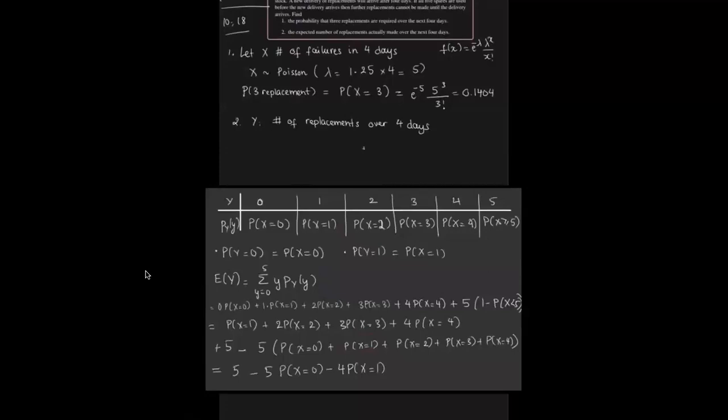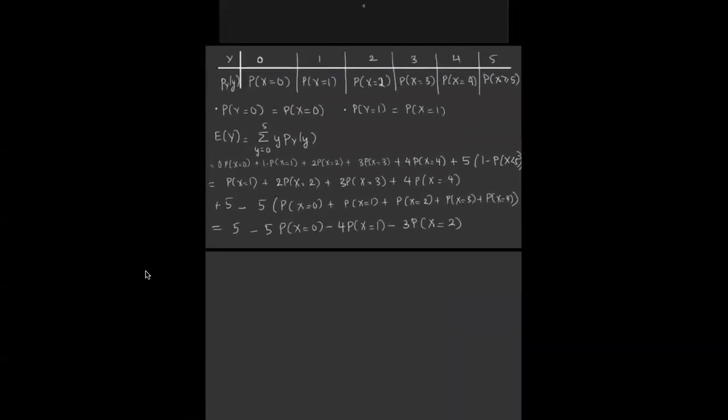And then plus 5, minus 5 for x equal to 2 and plus 2 probability of x equal to 2. So minus 3. And then minus 5 probability x equal to 3 and then plus 3. So we have minus 2. And then lastly, we have minus 1 times probability x equal to 4.